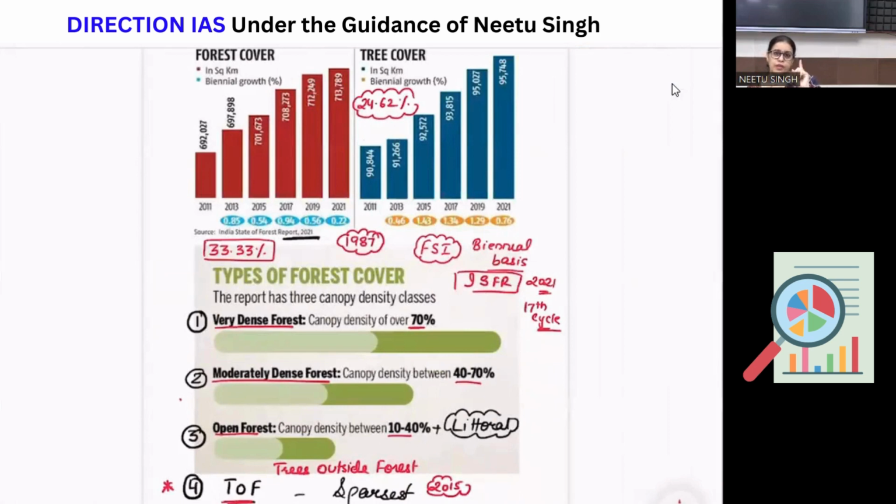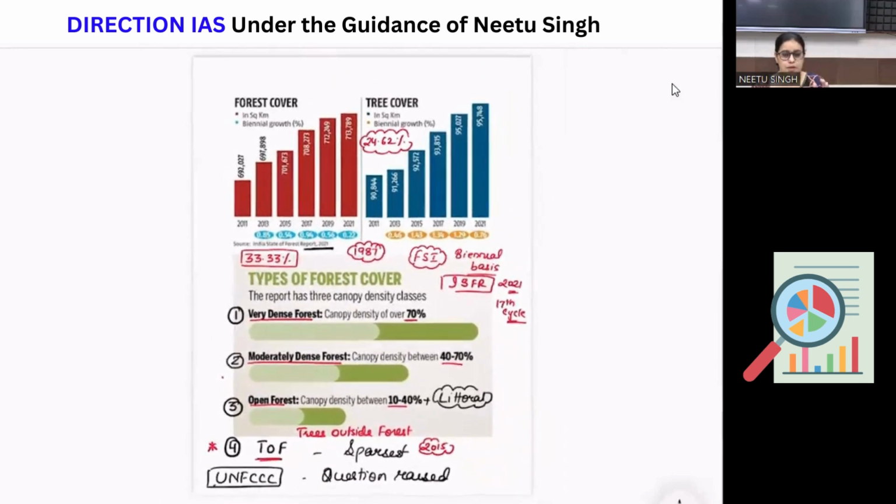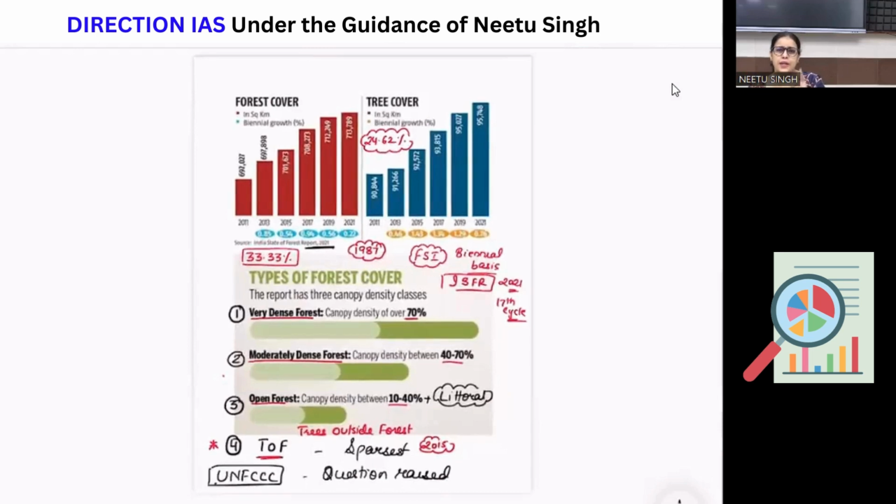But do remember, for the very first time, आज तक कभी भी नहीं, पहली बार यूनाइटेड नेशंस फ्रेमवर्क कन्वेंशन ऑन क्लाइमेट चेंज, I'll make you understand it. यूनाइटेड नेशंस फ्रेमवर्क कन्वेंशन ऑन क्लाइमेट चेंज ने पहली बार क्वेश्चन रेज किया है कि ये जो इंक्रीज दिखाया जा रहा है, this increase is not much rational for the first time. 2019 से 2021 के बीच में जो फॉरेस्ट कवर इंक्रीज शो किया गया है, यूएनएफसीसीसी ने पहली बार इसको चैलेंज किया है, बिकॉज इंडिया हैज टू सबमिट biennial update report under NAPCC, so we'll be learning it.